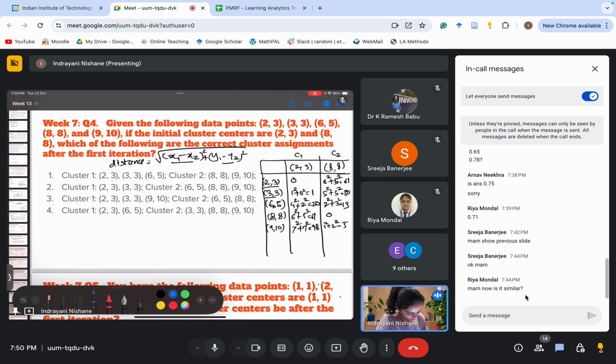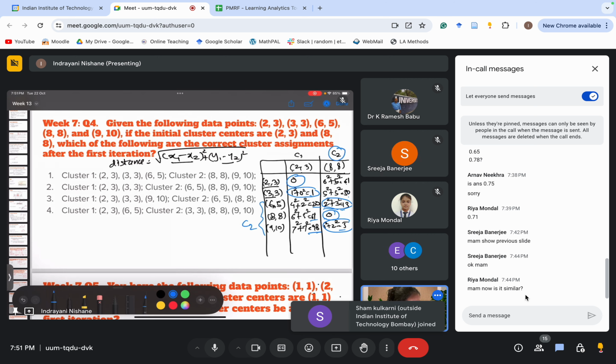Okay, so now between 0 and 61, 0 is lesser. Between 1 and 50, 1 is lesser. Between 20 and 13, 13 is lesser. 61 and 0, 0 is lesser or nearer. 98 and 5, 5 is near. So that means these points will be assigned to C2 and these 2 points will be assigned to C1. So that brings us to option 2.